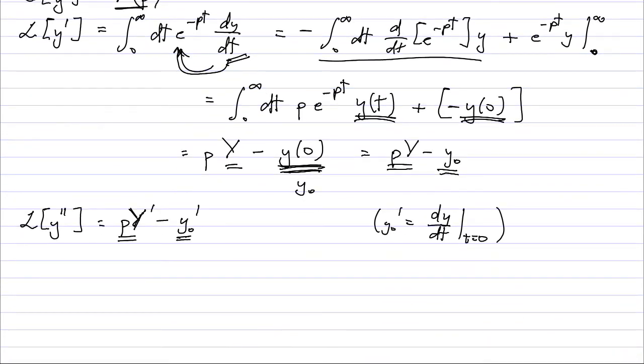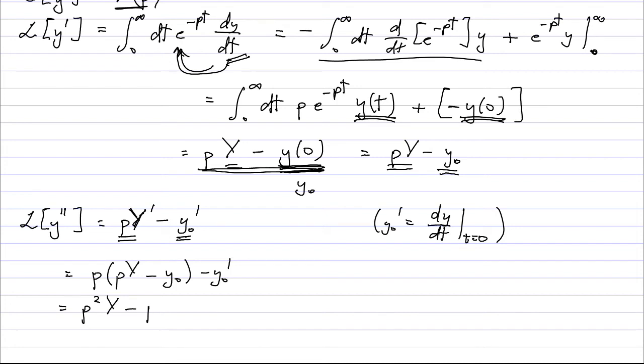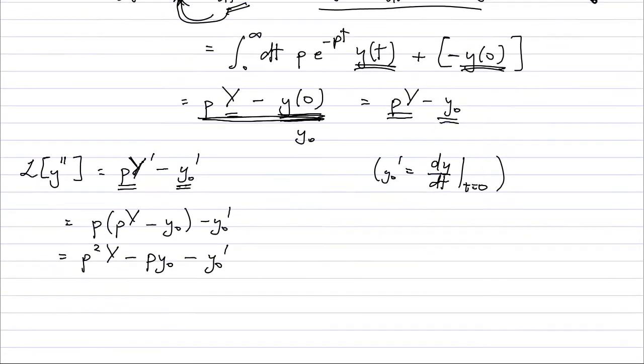But we know capital Y prime is equal to this whole thing, pY minus y naught. So this thing is p squared capital Y minus p y naught minus y naught prime. So that's the Laplace transform of the double derivative.